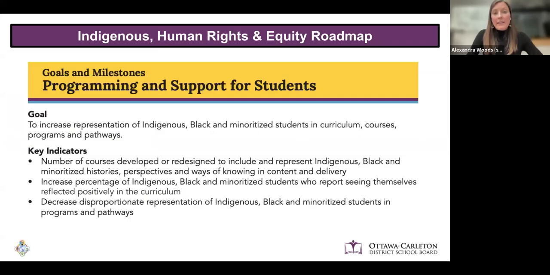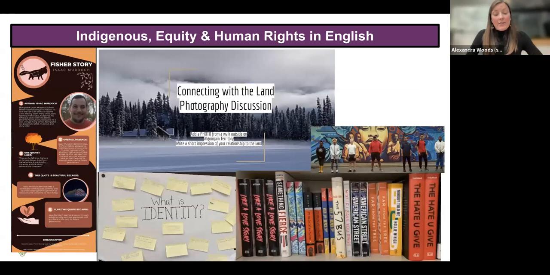So one of the areas of the roadmap that guides teacher instruction is the programming and support students section. This section outlines programming goals, including the redevelopment of courses to include and represent Indigenous, Black, and minoritized histories, perspectives, and ways of knowing, and increased representation in the curriculum. And so the roadmap really guides text selection, instructional decisions, and planning. And this slide shows some of the lessons and student work that really reflect the roadmap.